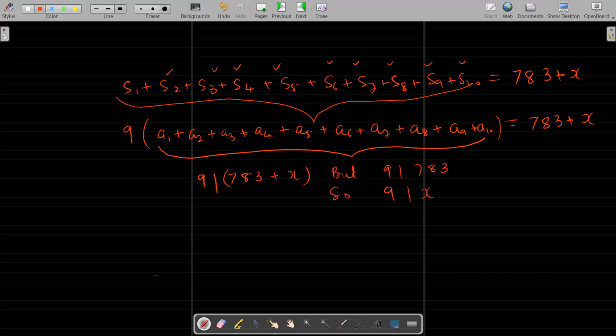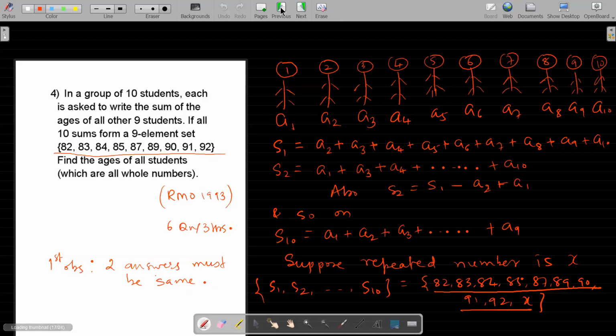Okay. And what is x? x is the repeated number, so it's out of those numbers. So you find the number which is divisible by 9 out of these. 90. And that is 90. Okay. So x must be 90. All of you agree?